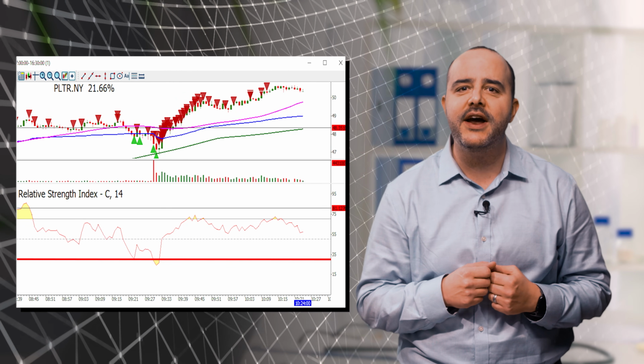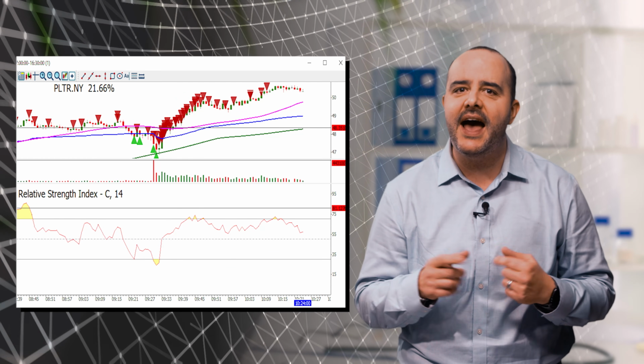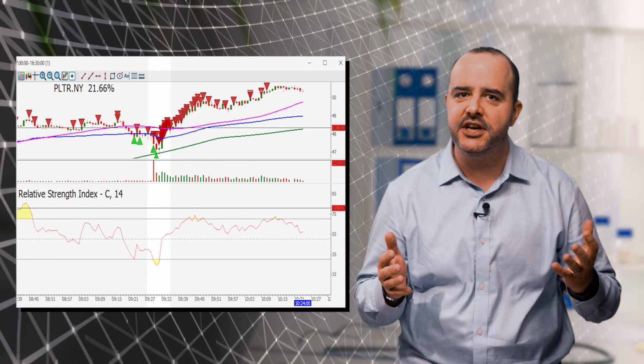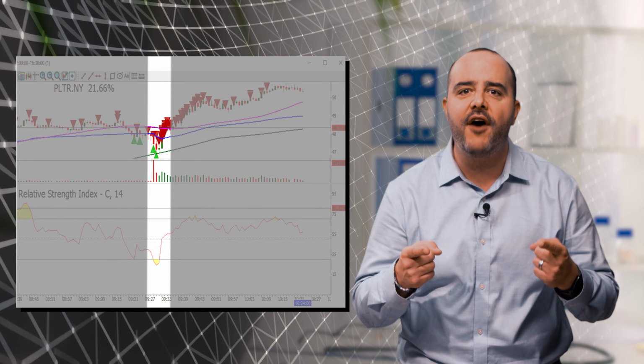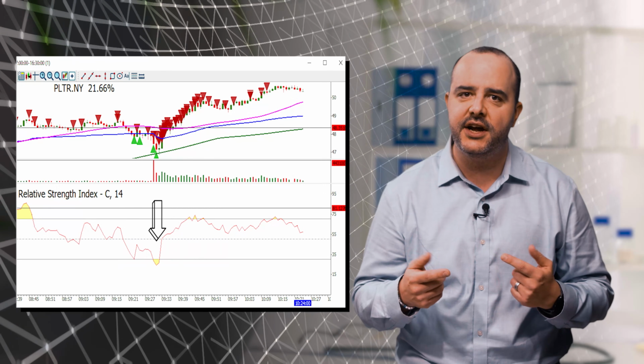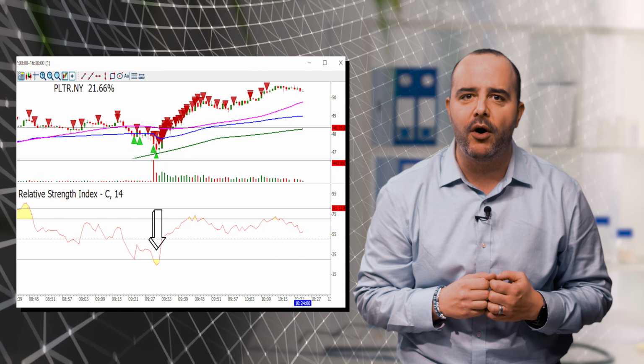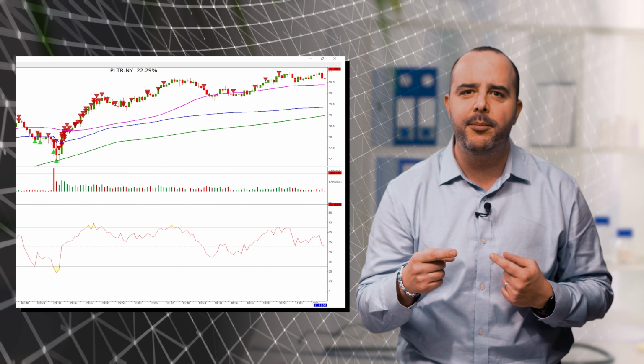On this 1-minute Palantir chart, we're using the relative strength index, the RSI, for entry and exit points. What's our entry strategy? When the RSI drops to 25, indicating an oversold condition, we buy that dip. In this example, we entered around 9:30, catching the bottom perfectly.